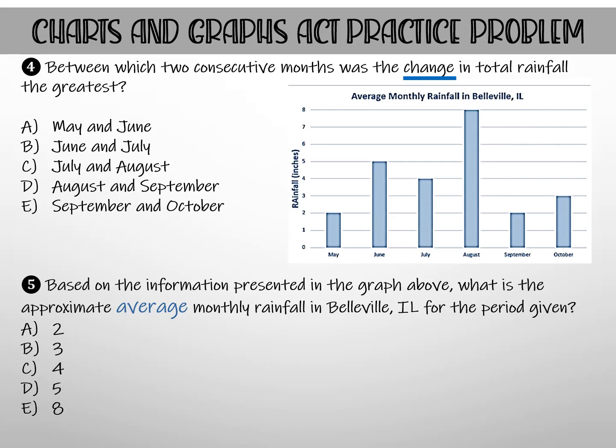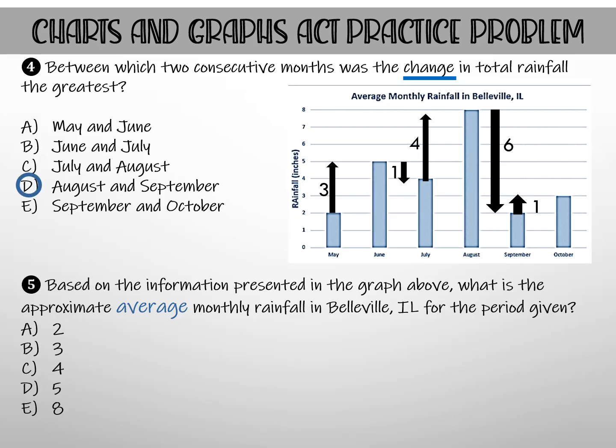It doesn't say increase or decrease, it just says the change. So let's see how it changes. From May to June, it went up by 3. But from June to July, it went down 1. Let's see, that went up 4. This went down 6. And that went up 1. So the biggest change would be from August to September.